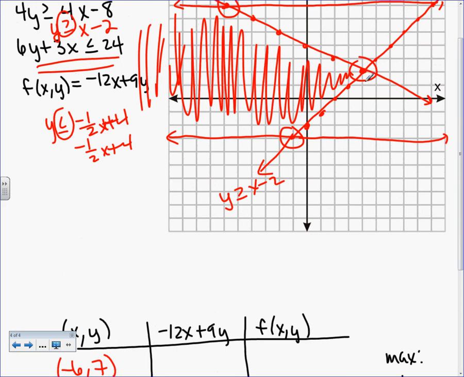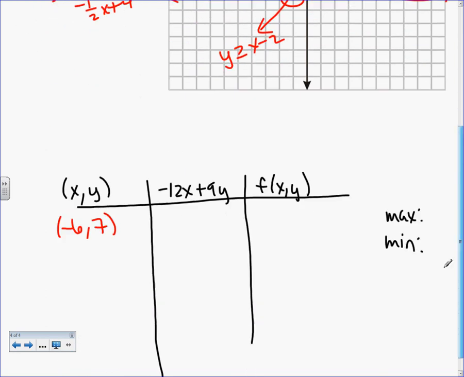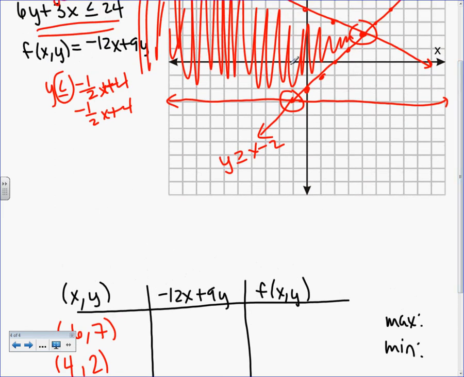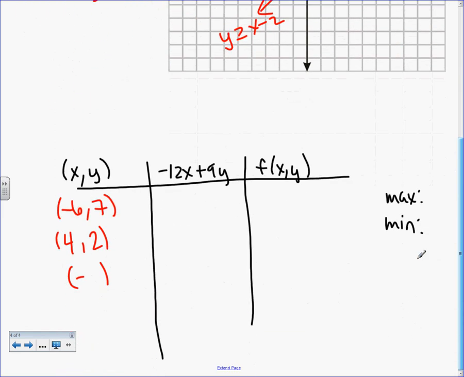Yeah, if you look at yours, it might be easier, right? That's 4, 2. And what's the last one? We already did that one. It's negative 1, negative 3. Left 1, down 3. Negative 1, negative 3. Are you guys okay? Negative 6, 7? That one?